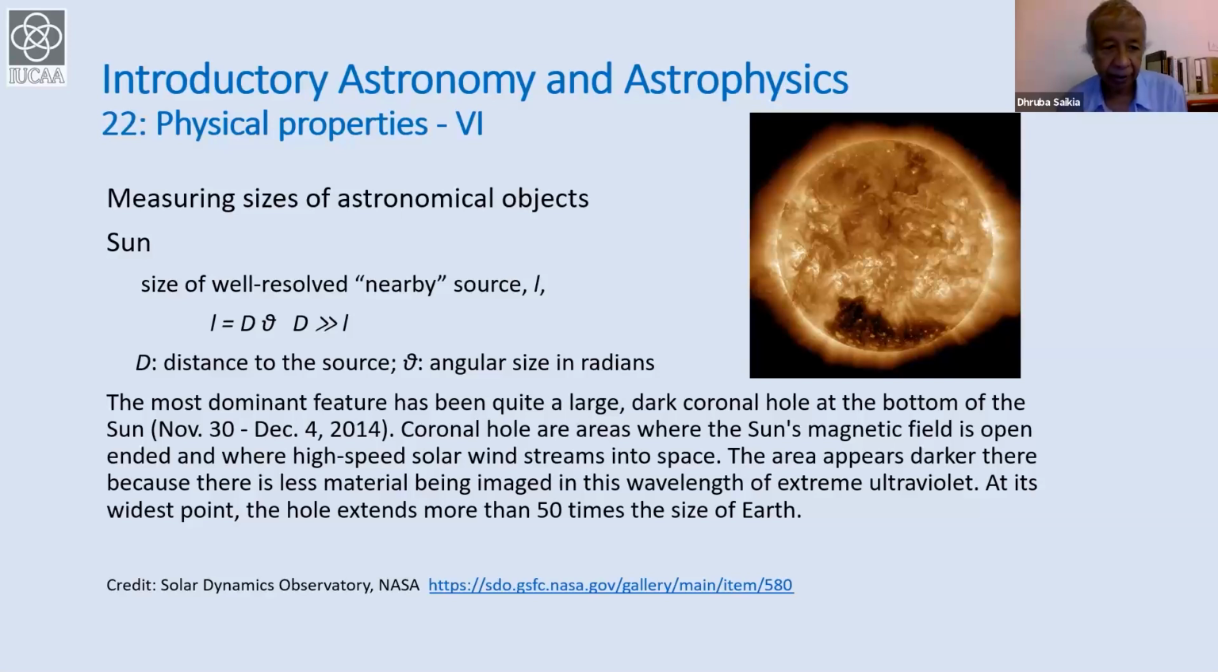The area appears darker there because there's less material being imaged in the wavelength of extreme ultraviolet. And it is pretty big. At its widest point, the hole extends to more than 50 times the size of the Earth. As you all know, the sun's surface is a very active surface, and the degree of activity varies with the solar cycle, which is estimated by the number of sunspots that you see on the solar surface. So this object can be easily measured because you know the distance to the sun. You can measure the angular dimensions of what you're observing, whether it be the entire size of the sun or a particular region of the sun, as in this case, the coronal hole.